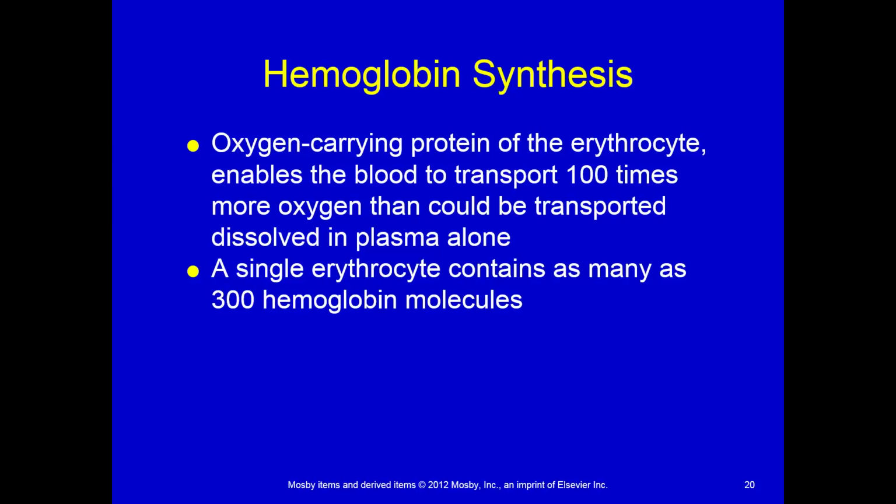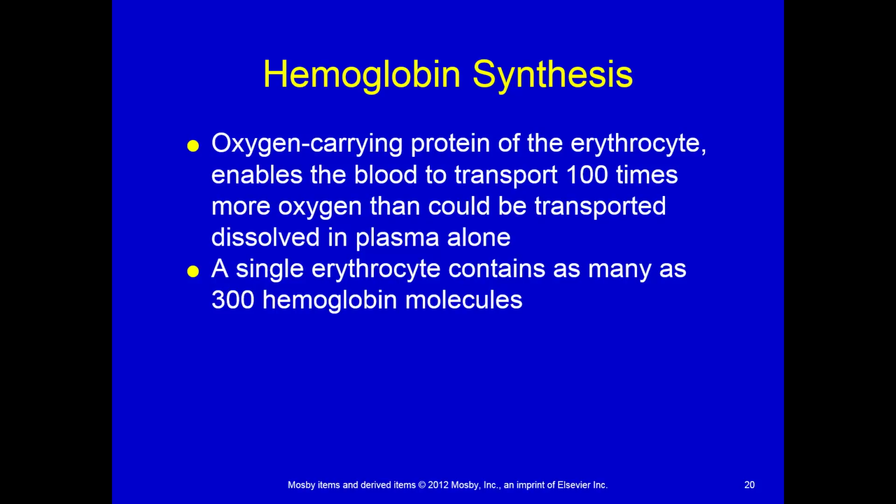We also need to talk just a little bit about actual hemoglobin synthesis too, because remember I said it's not just enough to have red blood cells present, right? You need hemoglobin on those red blood cells. So hemoglobin is obviously that oxygen-carrying protein of the red blood cell. The reason that we care so much about hemoglobin is that it enables the blood to transport 100 times more oxygen than it could be transported just dissolved in the plasma alone. So there is some oxygen that's dissolved in the plasma circulating in our blood, but it is so much more effective to have oxygen being carried on the hemoglobin. It increases the amount of oxygen in the blood up to 100 times.